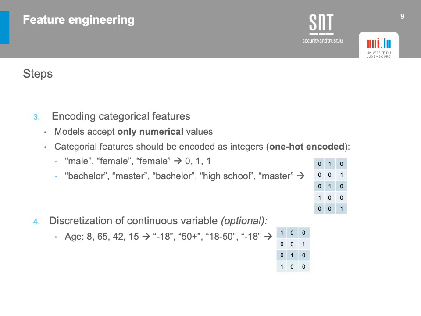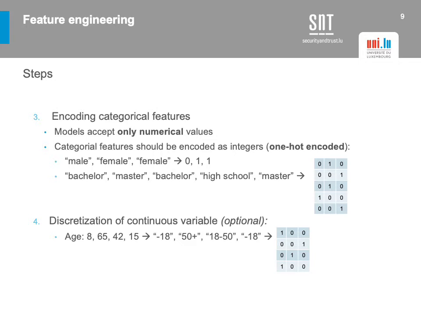So one type of encoding is called one-hot encoding, and this is putting a mapping between, for example, male coded as 0 and female coded as 1. So we transform it like this if we have only two possible values. If we have more, we split it into several features.